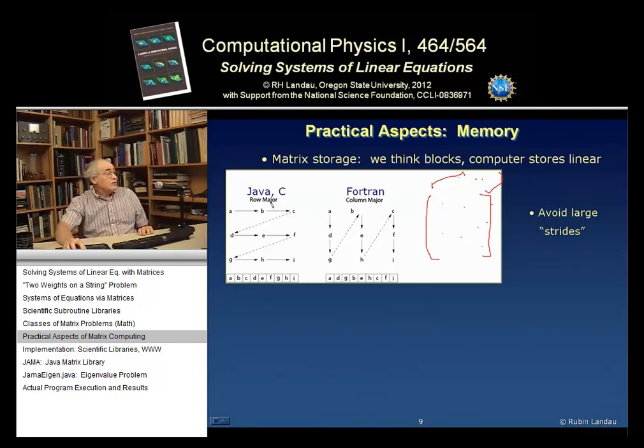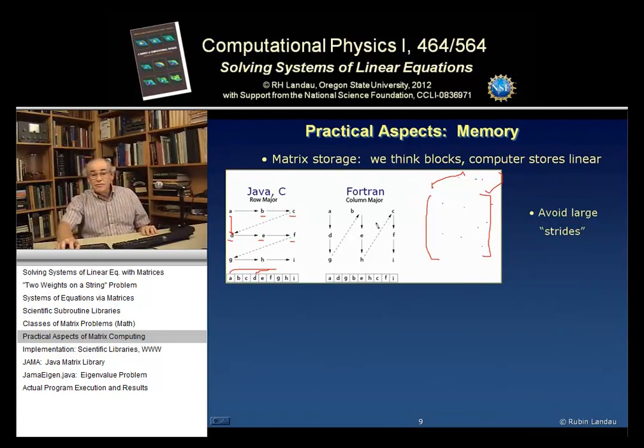In Java and C, the matrices are stored in row major order. In other words, here's a matrix A, B, C, D, E, F, different rows, different columns. They're stored linearly as a string A, B, C, D, E, F, G, H, I, etc. And what that means, of course, is if you wanted to go from A down to D, the next element in the column, you have to jump from A all the way around to D, there it is. So that could be efficient, could be inefficient.